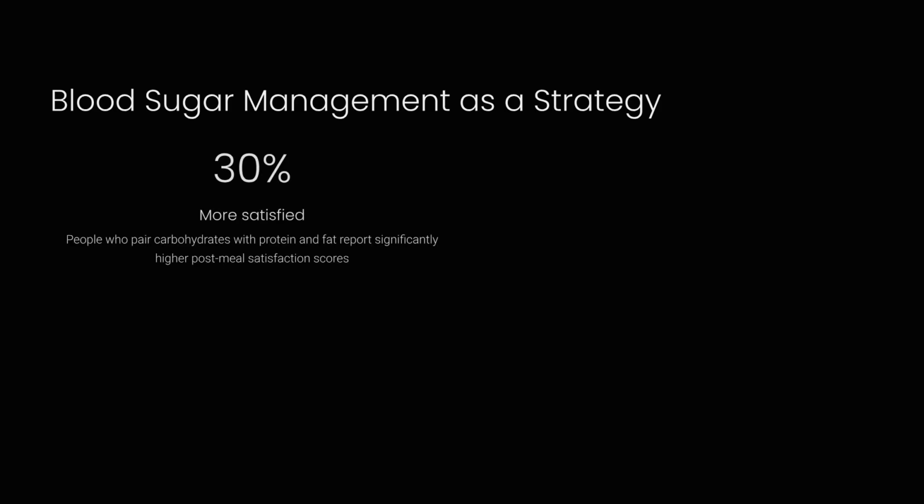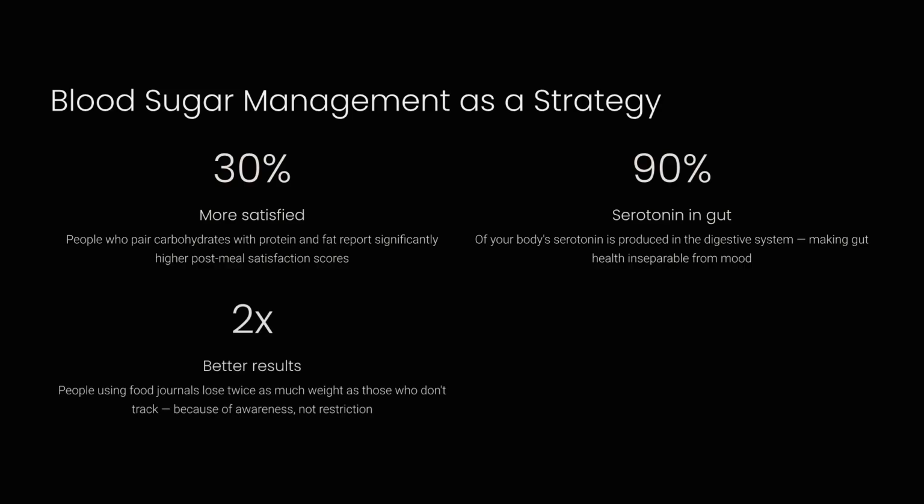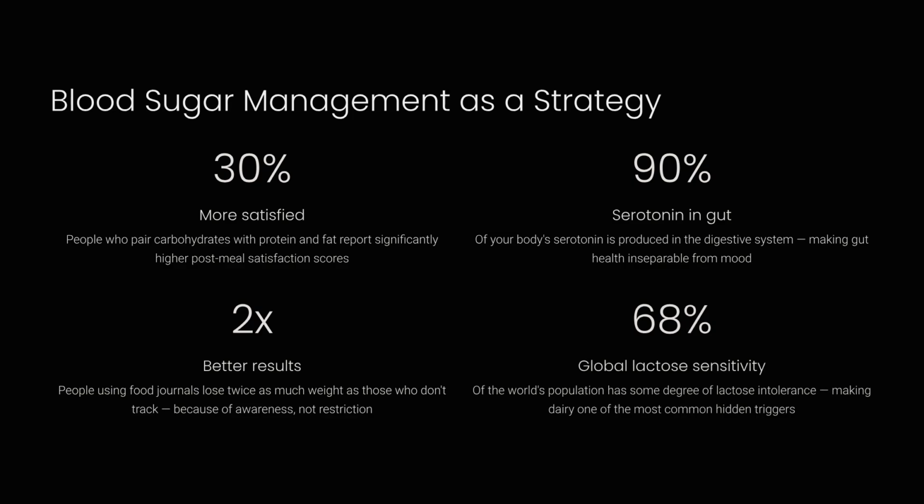Blood sugar management is a crucial strategy. Pairing carbs with protein and fat results in 30% higher satisfaction. The gut-brain axis is powerful, as 90% of serotonin is made in the gut. Awareness is key, as people using food journals achieve twice the results of those who don't. Also, remember 68% of the global population has some degree of lactose sensitivity.